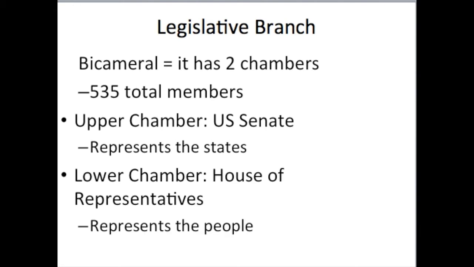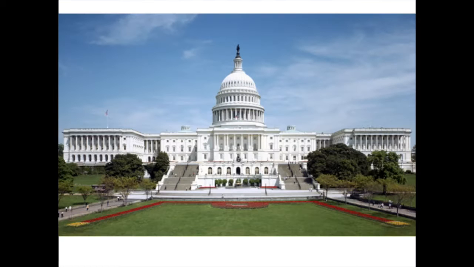The U.S. Senate, which represents the states, has 2 senators per state. Well, if you can do multiplication, 50 states, 2 senators per state, we have 100 U.S. senators. The lower chamber, the U.S. House of Representatives, represents the people. Representation is based on each state's population. States with large populations have more representatives. States with smaller populations have less. Makes sense. In all, there are 435 members of the House of Representatives.